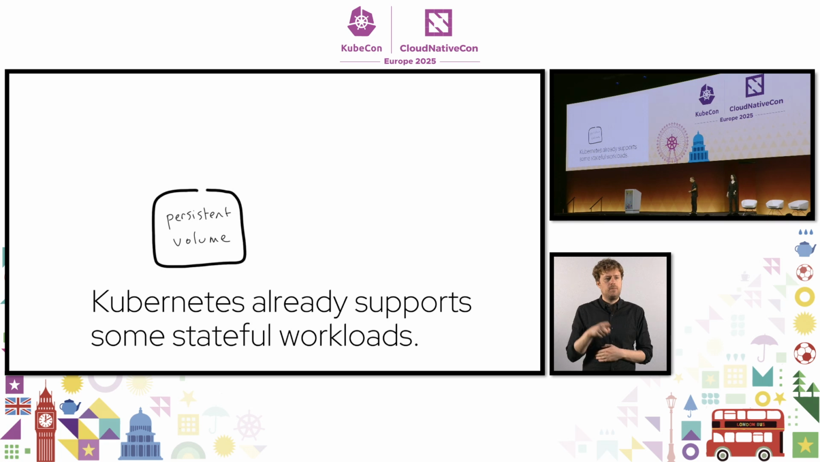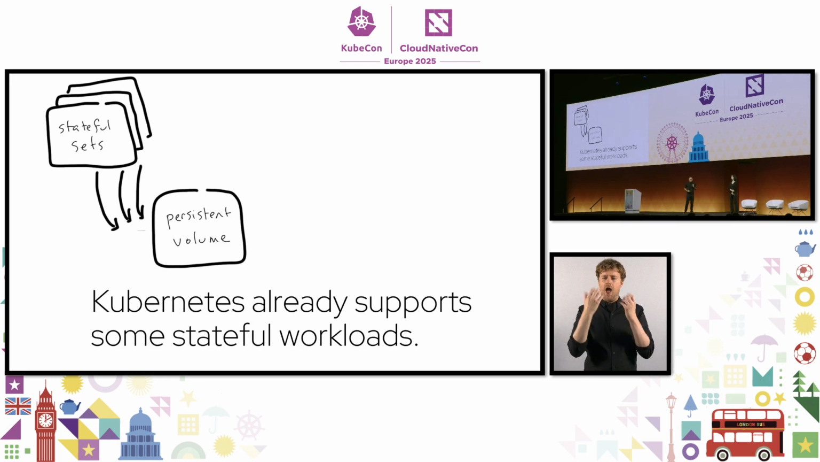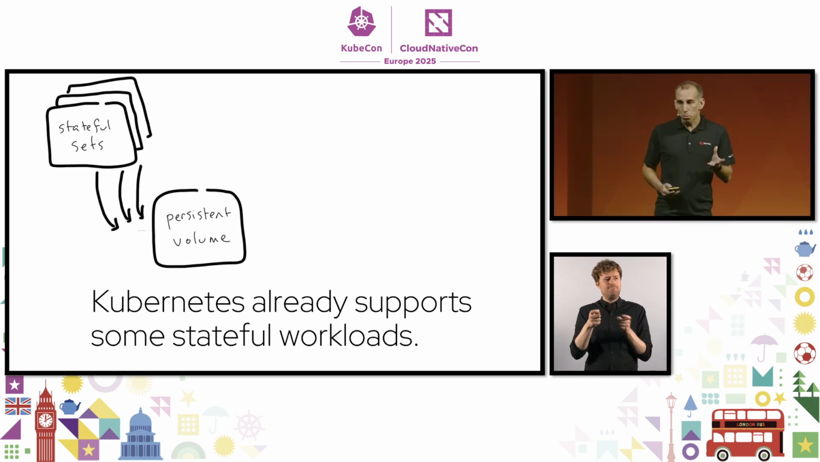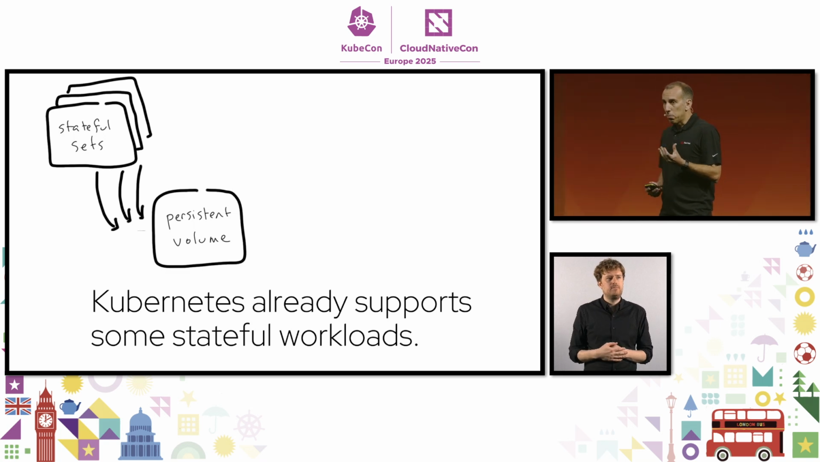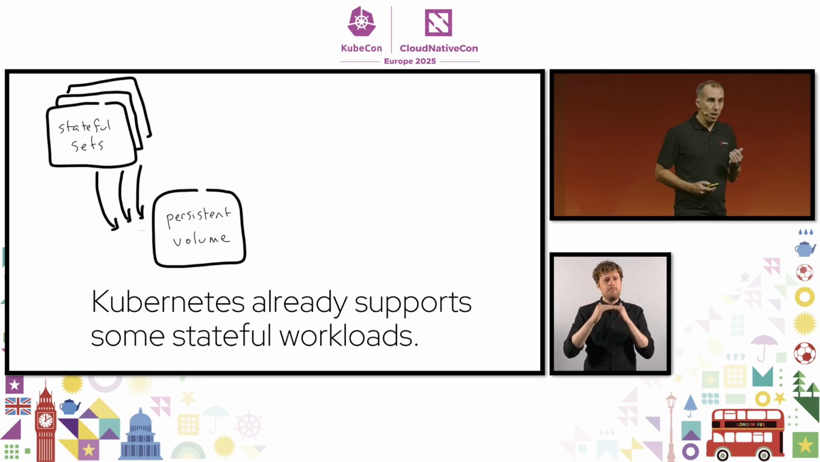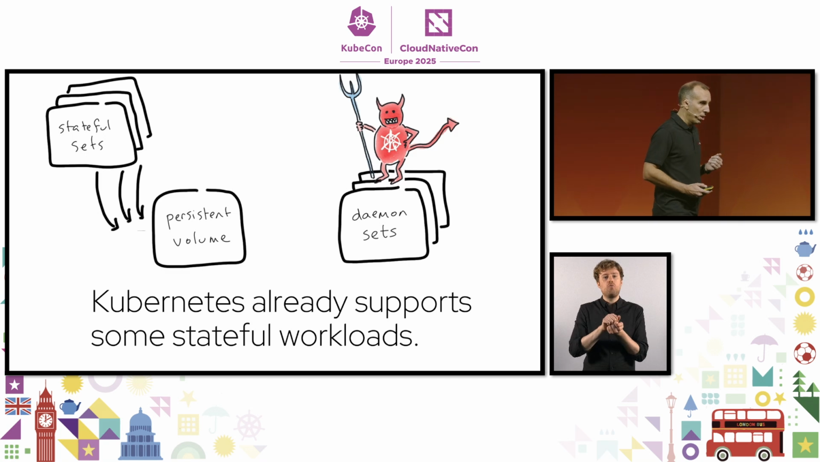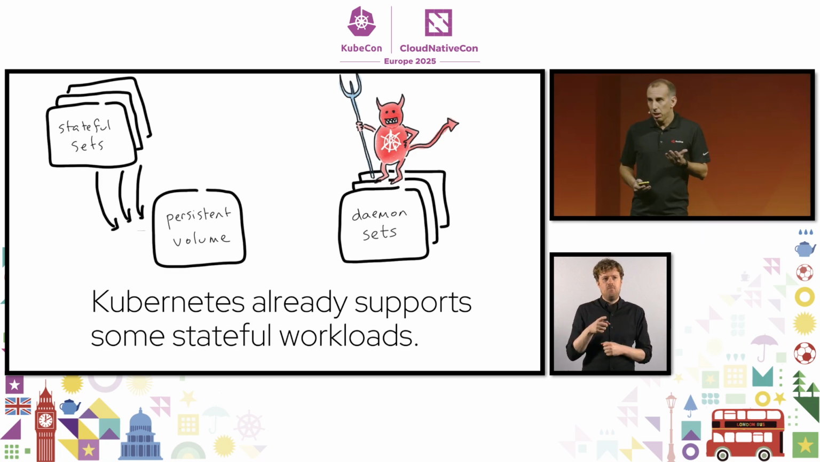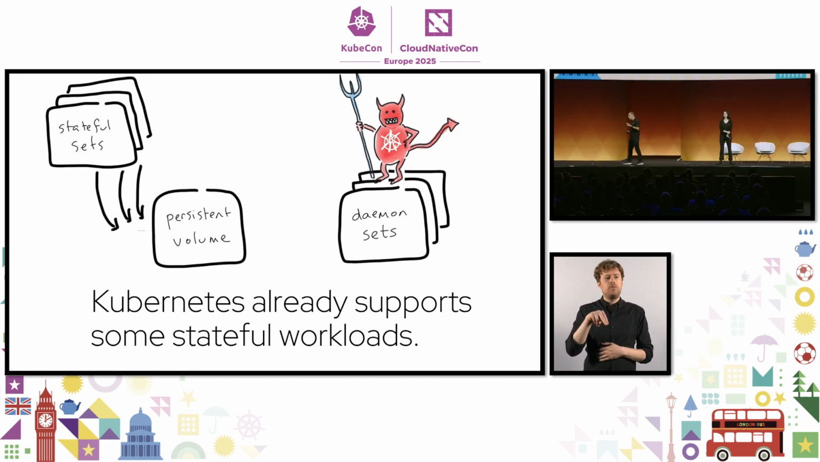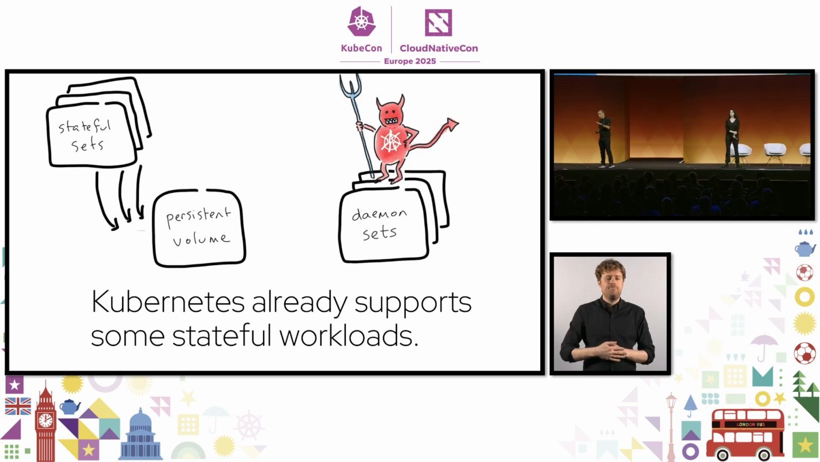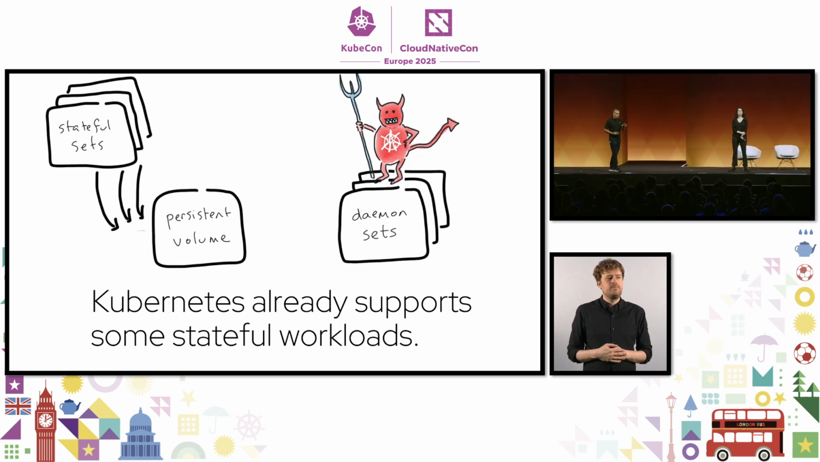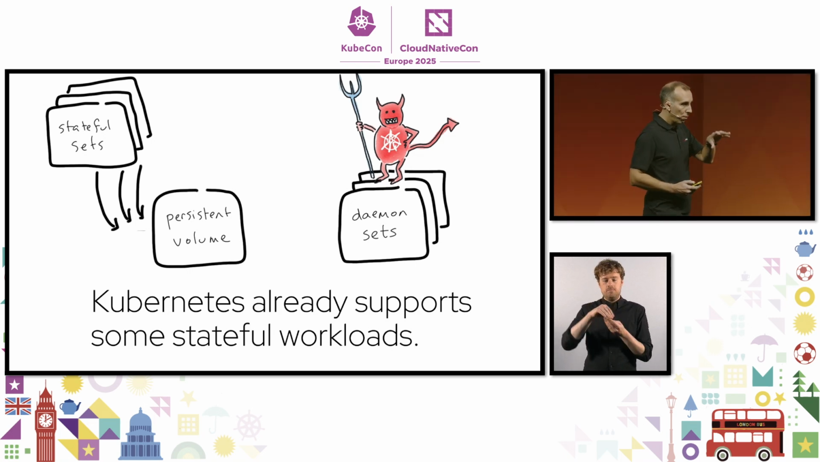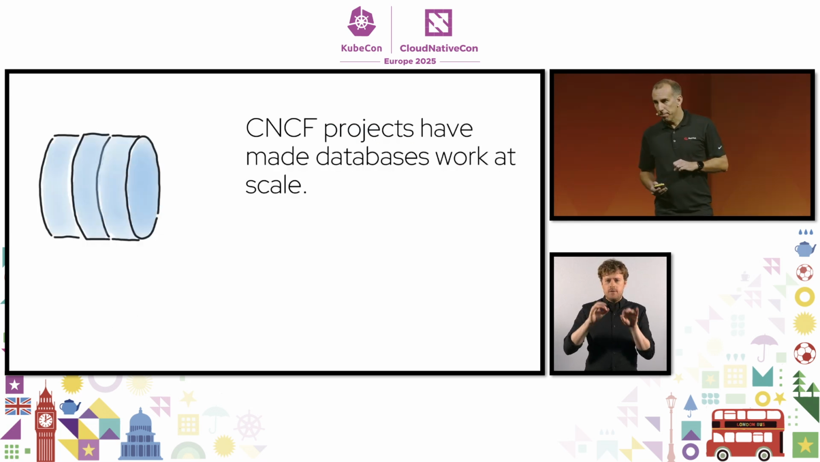So let's not forget that Kubernetes already provides very strong primitives for us to manage state. We have persistent volumes, which provide durable storage. We've got stateful sets that provide us with a stable identity and access to storage for pods. And we also have daemon sets that provide us with a consistent way of deploying pods across nodes. And to some extent, that allows us to have node-level state management.